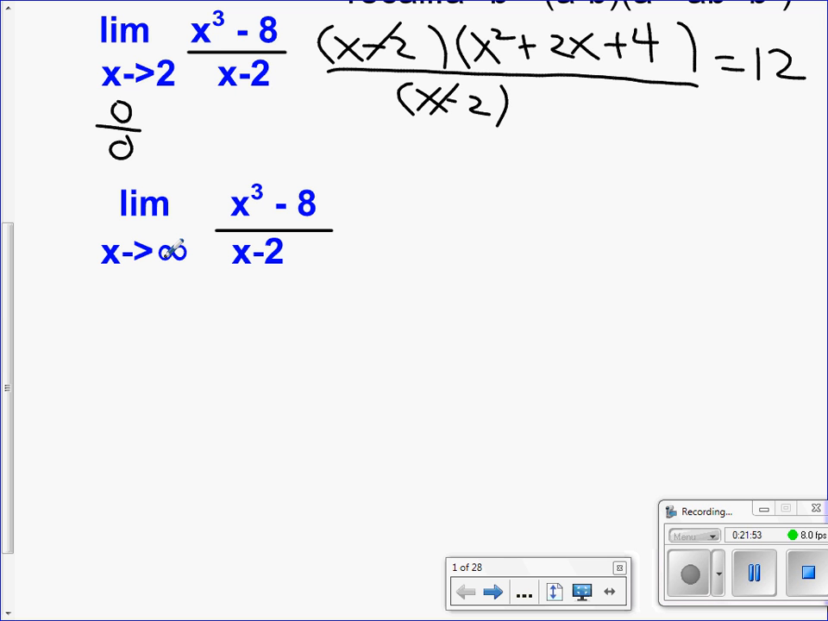Anyone think they got it? Positive infinity. You guys see that? Degree of top greater, so you know it's positive or negative infinity. In this case, it's going to be positive infinity because both numerator and denominator would be positive.